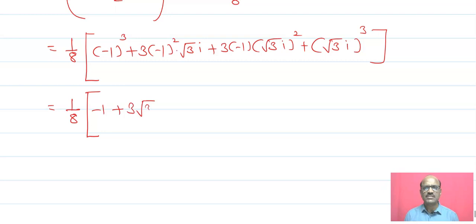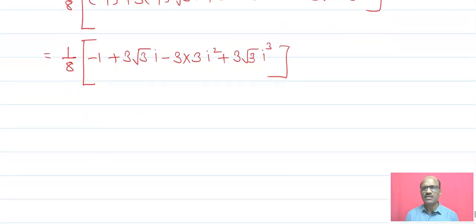Now next is minus 1 plus 3 root 3i minus 3, and root 3i square. The bracket square means what? 3i square plus 3 root 3 i cube, that is 1 upon 8 minus 8.